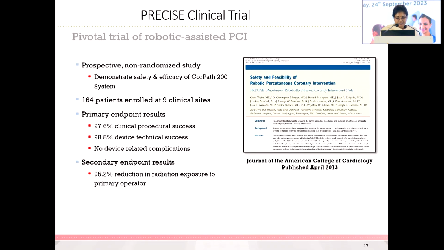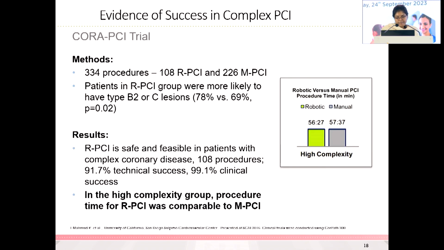And these are the trials which show the advantages of the robotic system. Mainly, clinical procedural success is 97.6%, device technical success is 98.8%, and there were no device-related complications. And secondary endpoints show a 92 to 95% reduction in radiation exposure to the primary operator. And this is another study, the CORA-PCI trial. This is mainly the use of robotic PCI in complex PCIs.